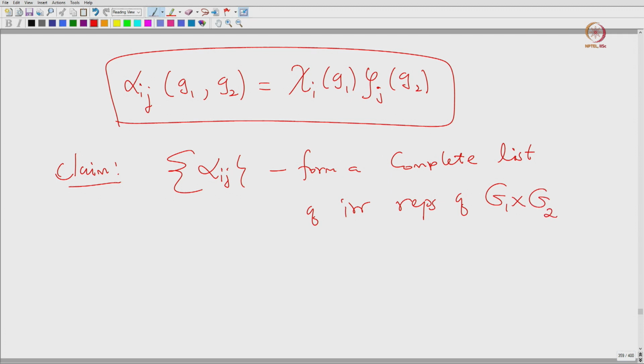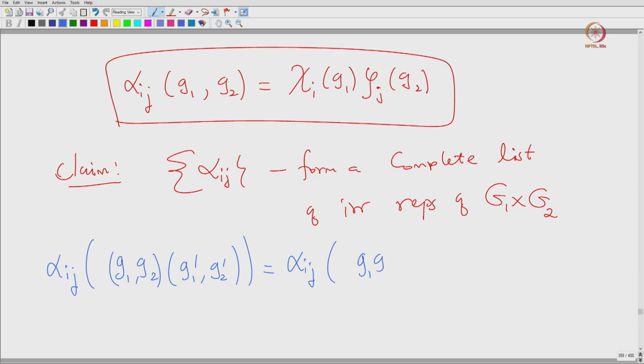Okay, so why are they actually group homomorphisms? Again, that is a very simple exercise. Maybe let me just do it. If I take alpha ij and then take the product of these two elements, g1 g2 times g1' g2', then this is going to be exactly equal to alpha ij applied to g1 g1' and then g2 g2', which by definition is exactly equal to chi i applied on g1 g1' and then phi j applied on g2 g2'.